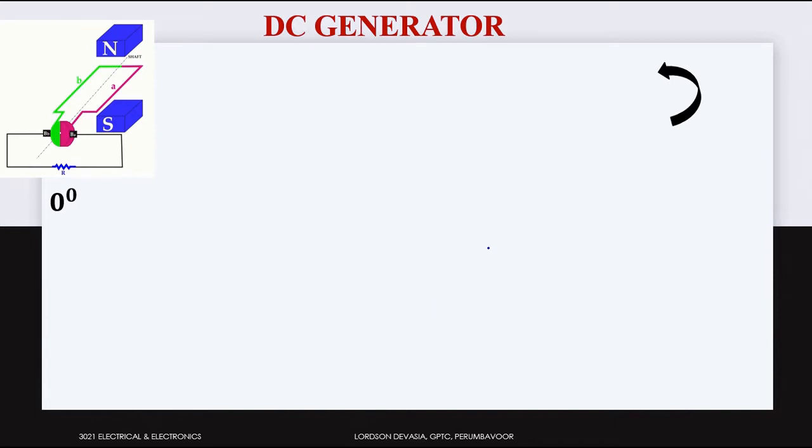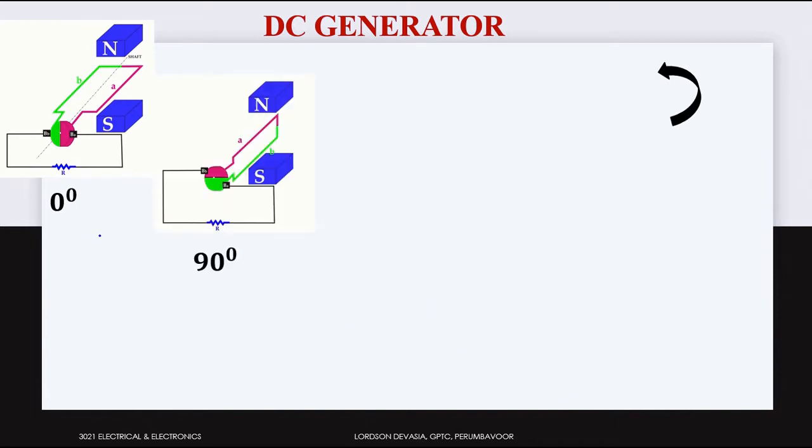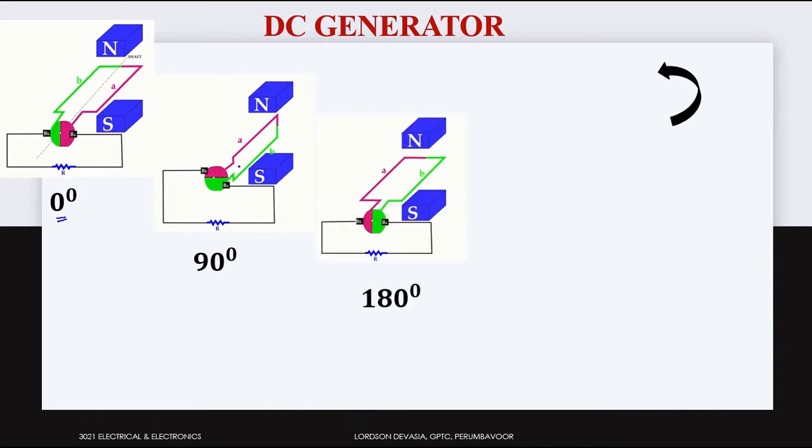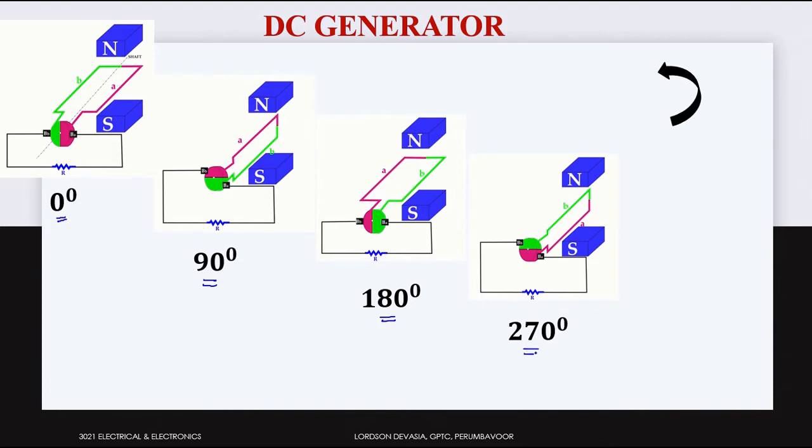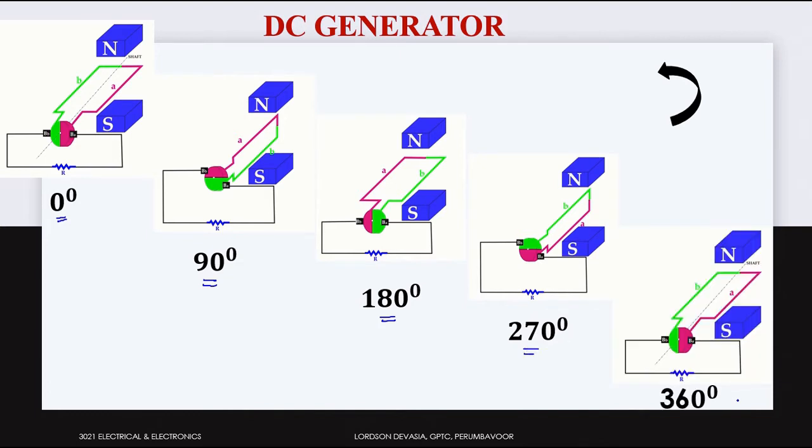Then we will discuss the working. This is the 0 degree. We are considering only two conductors. That is one coil, the coil sides A and B, the 0 degree position, and here it is the 90 degree position, and it is again rotated to the 180 degree position, and this is the 270 degree position, and finally the 360 degree position.